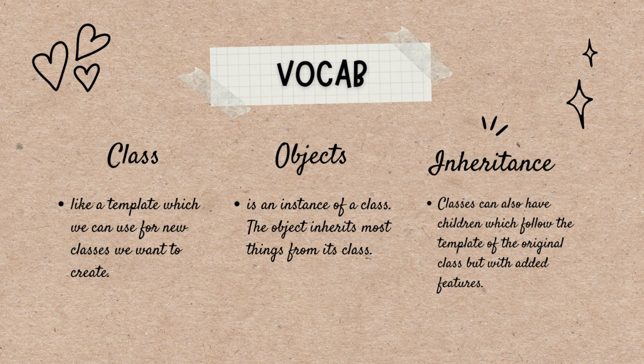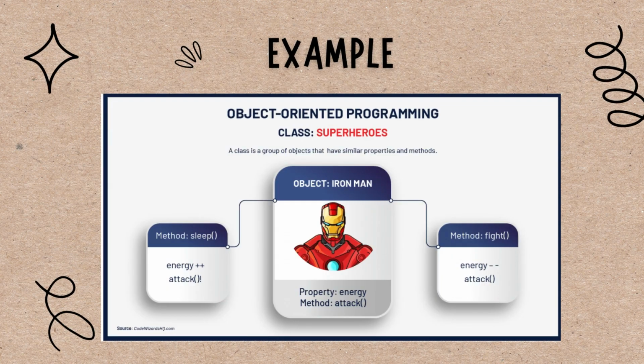And the last topic we're going to do in this is inheritance, which is basically when classes can have children which follow the template of the original class but with added features. So I know this sounds kind of confusing now, but it will make more sense once I go into the examples.